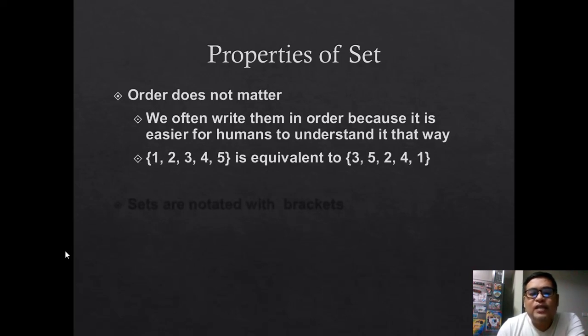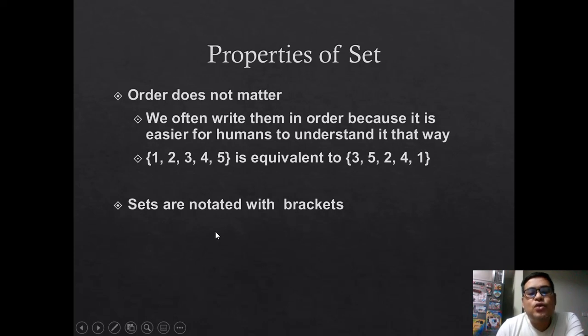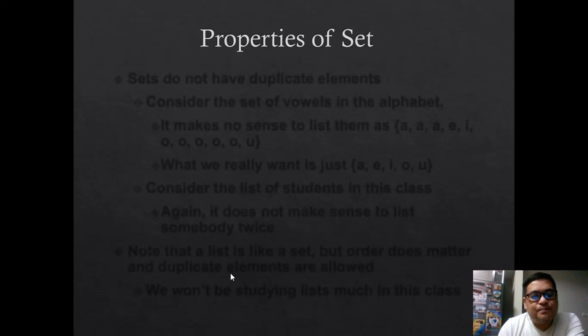Example, the set 1, 2, 3, 4, 5 is equivalent to the set 3, 5, 2, 4, 1. Even though you have arranged this as 3, 5, 4, 2, 1, it's still equivalent to 1, 2, 3, 4, 5. And of course, we use the brackets. Sets use brackets to enclose the members of the set. And by the way, class, we call the members of the set elements. We often use elements to denote or identify the members in the set.